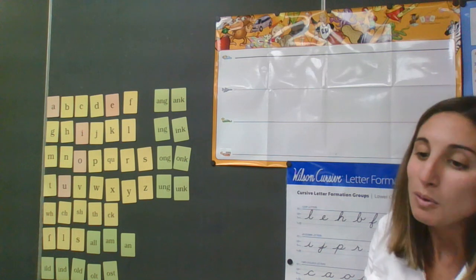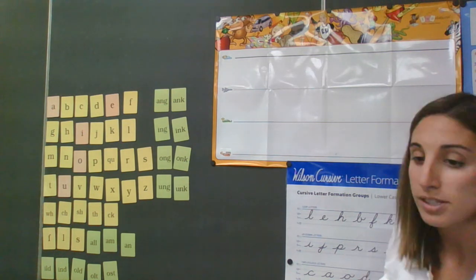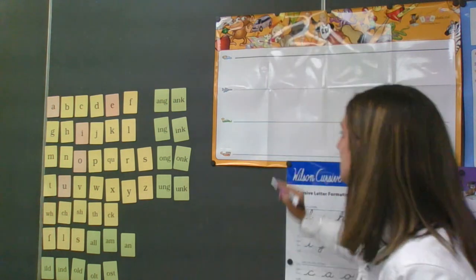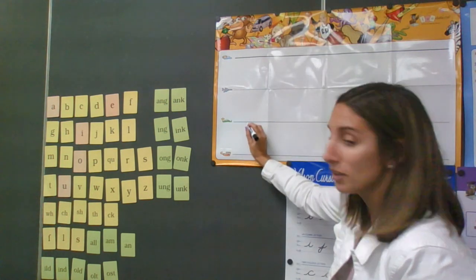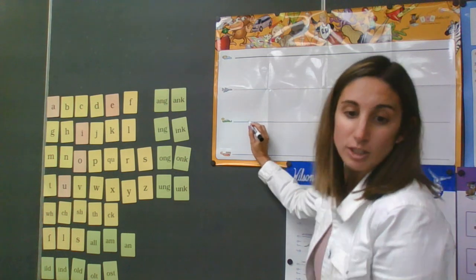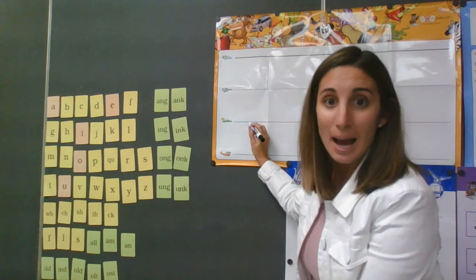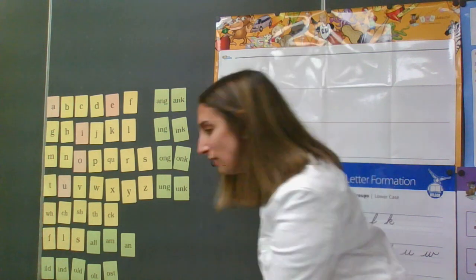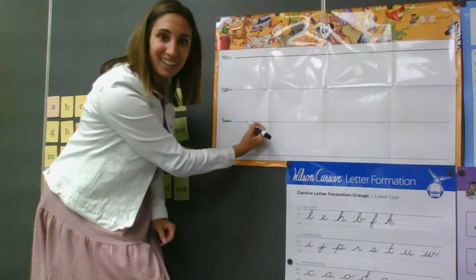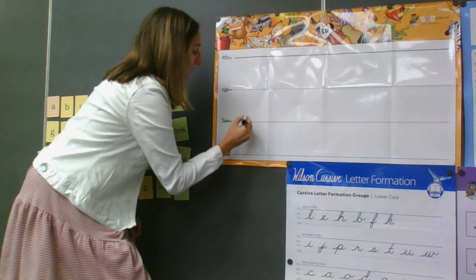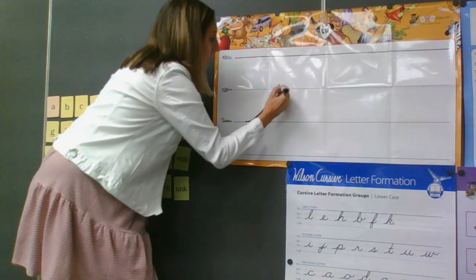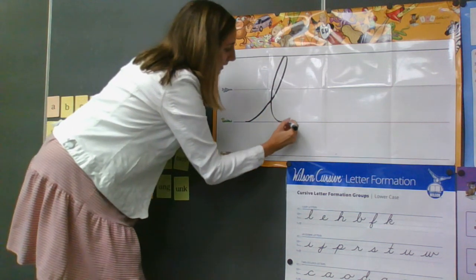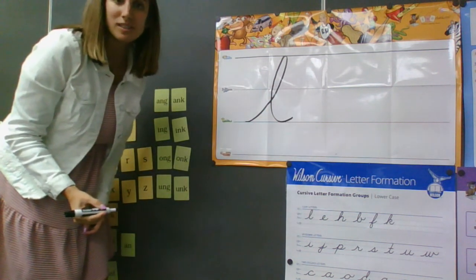Okay, to make a lowercase cursive L, start on the grass line. So here I go with my marker on the grass line. I am going to glide up to the skyline. Actually, I have to get over here so I can write better. I don't like writing this way. I need to write this way. Okay. So we're going to glide up to the skyline, loop back down to the grass line, and make a little tail, just like that.